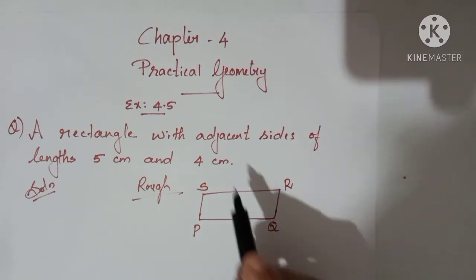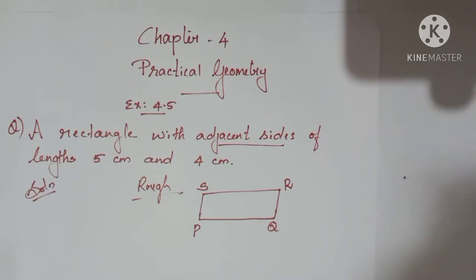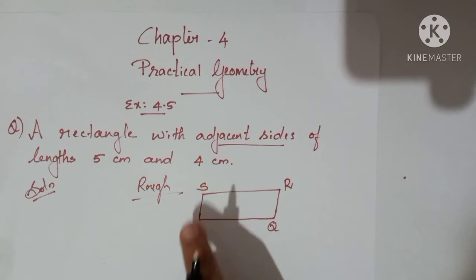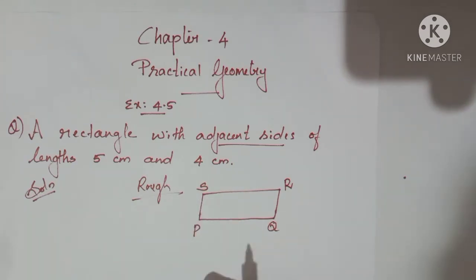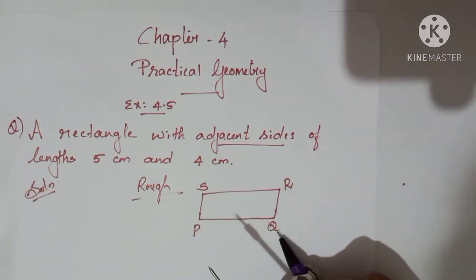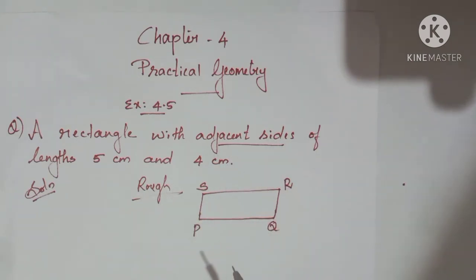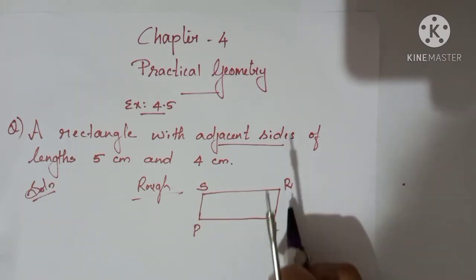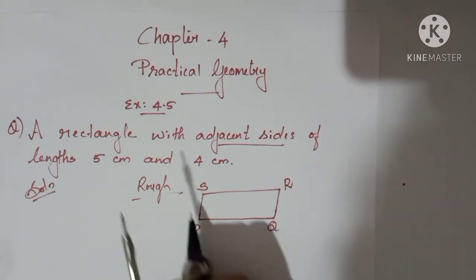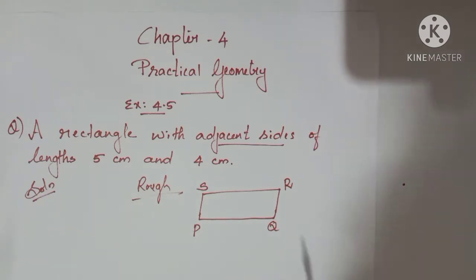And what is given in the question? Adjacent sides. So what are the opposite sides in this rectangle? SR and PQ are the opposite sides. Then another pair, RQ and SP, are the opposite sides. Adjacent sides mean we can say SR and RQ, or SR and SP are adjacent sides. Another pair, PQ and RQ, or PQ and SP are adjacent sides. Adjacent sides means nearby: this side and this side, or this and this. So any two adjacent sides we can take.